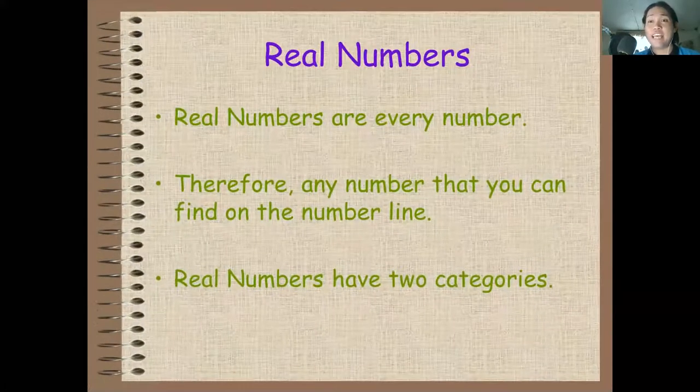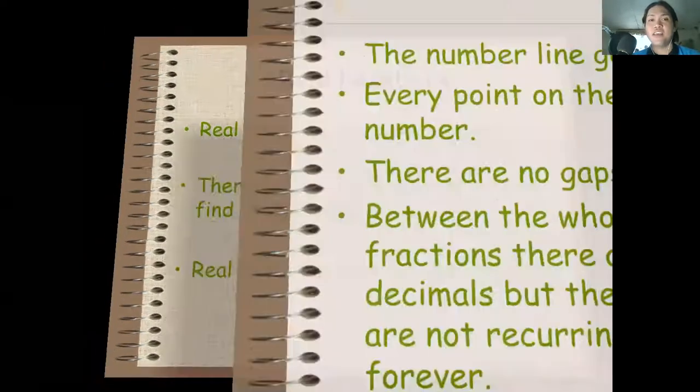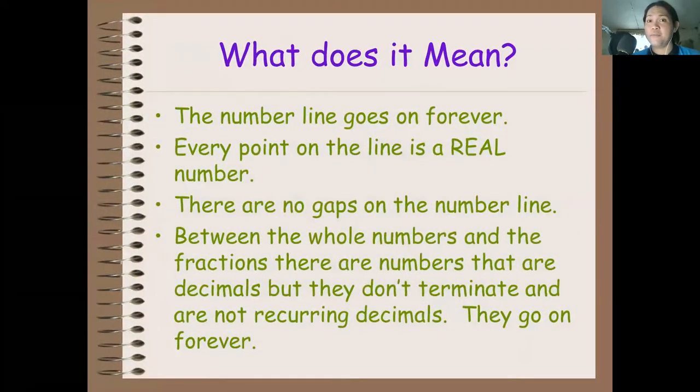So now let's have a review about real numbers. We have learned that real numbers are every number. Therefore, any number that you can find on the number line is a real number. And real numbers have two categories: the rational and irrational numbers. So what does it mean? The number line goes on forever. Every point on the line is a real number, and there are no gaps on the number line.